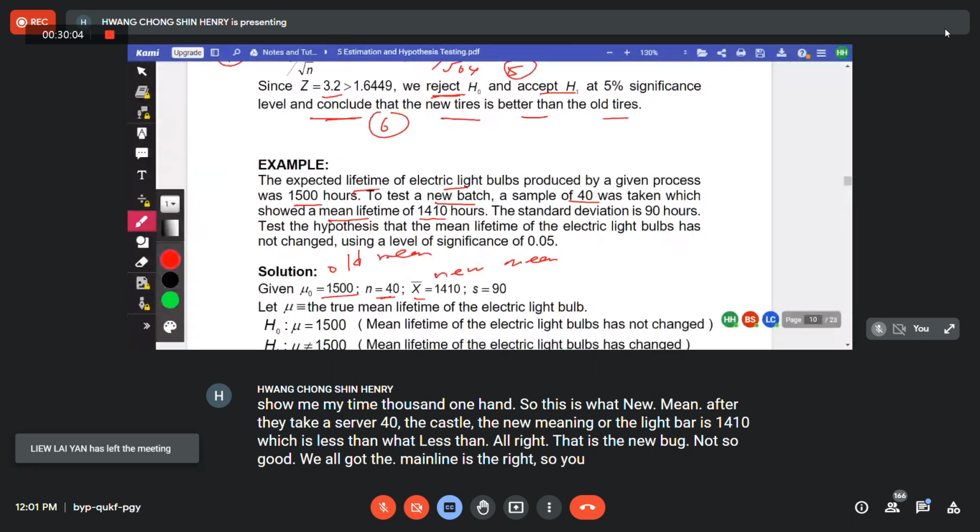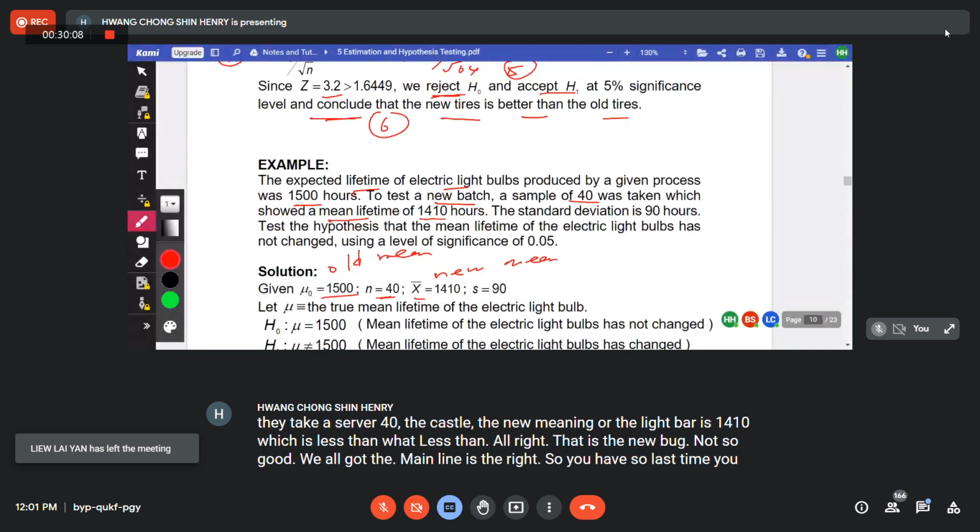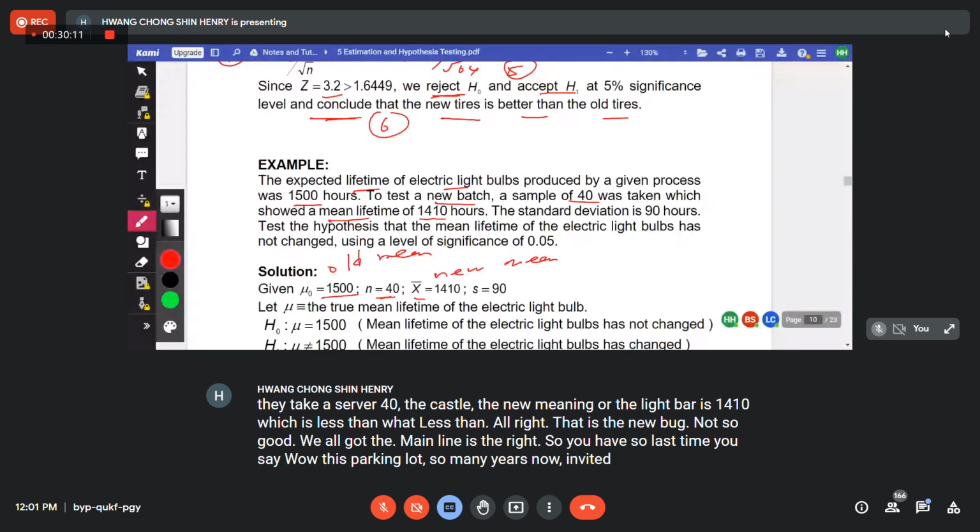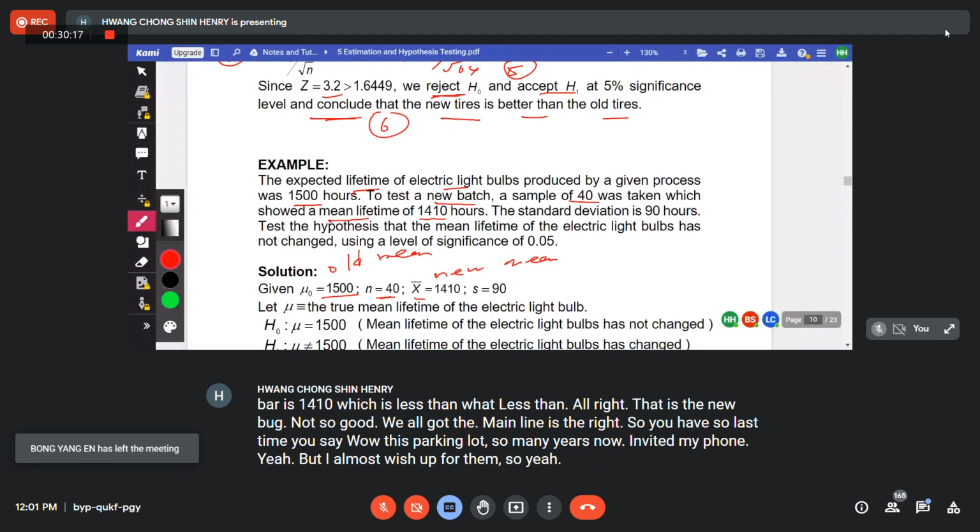So you argue. Last time people said, wow, this bulb can last so many years. Now we buy the new bulb, why is the hour also shorter? So you fight each other. Who is true? Hypothesis. Never mind, no need to argue.